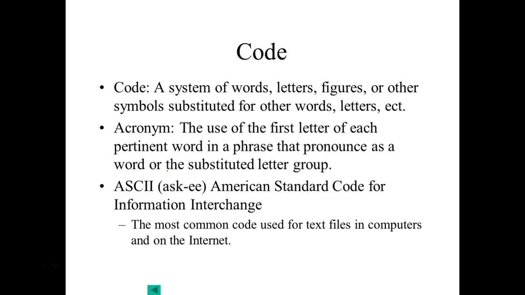So the next thing we're going to look at is a code: a system of words, letters, figures, or other symbols substituted for other words, letters, or acronyms. An acronym is when you use the first letter of each pertinent word in a phrase that pronounces as a word, or substitute letters. Technically, if you look up an acronym in the dictionary, it says we take a phrase, right? You understand. And then we take the first letter off of each word, and that's supposed to form another word.